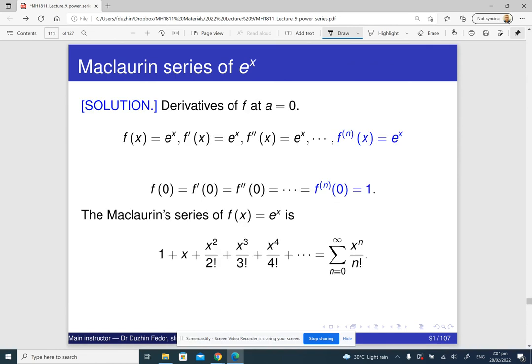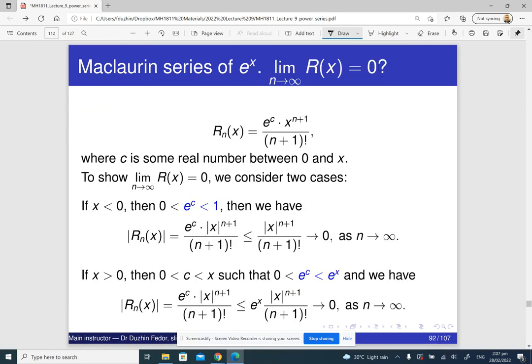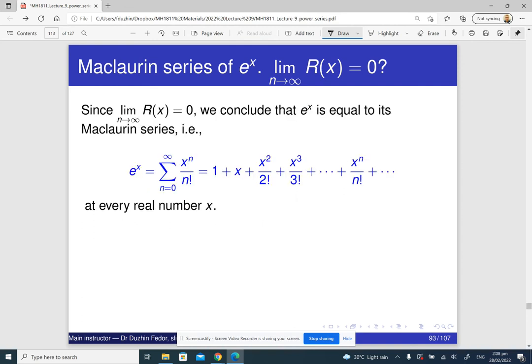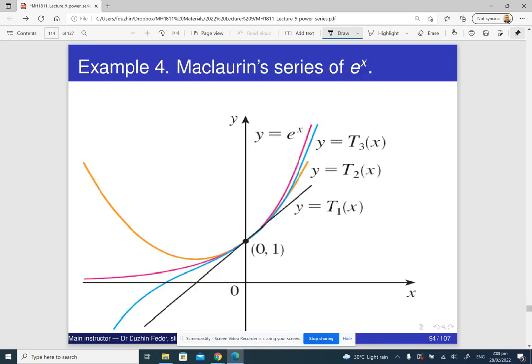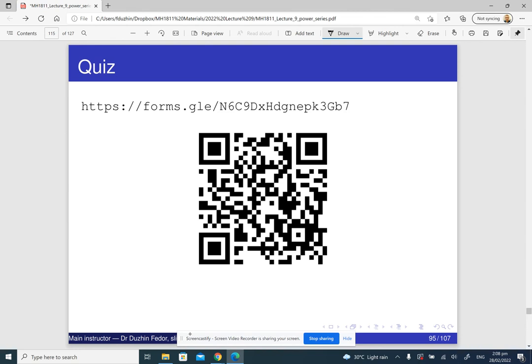Okay, and basically here is the full solution once again. And we conclude that the exponential function e to the x is equal to the sum of its own Maclaurin series. So here are a few consecutive approximations, and that's all about the Taylor remainder.